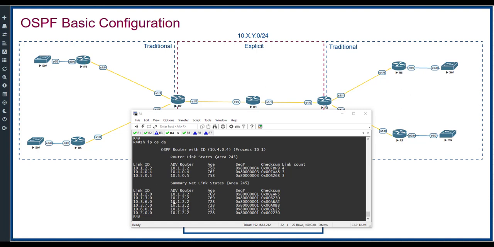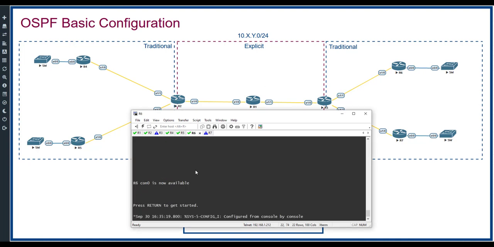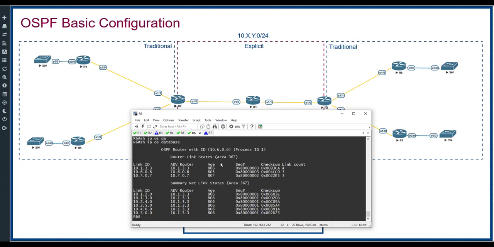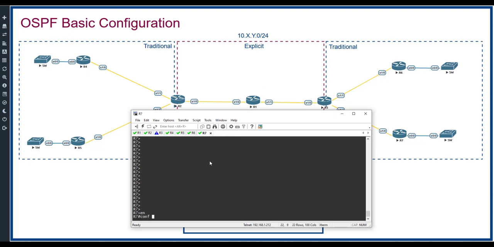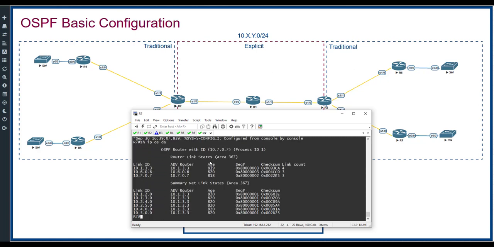Between router 6 and router 7, we have similar information. Look at here. This is the router 6 database, show IP OSPF database in router 6, and also in router 7. Let me show you. This is router 7, config interface ETH0/0, duplex is full. Look at here, show IP OSPF database. As you can see, we have a similar database between these two routers. Why? Because both of them are residing in area 367.